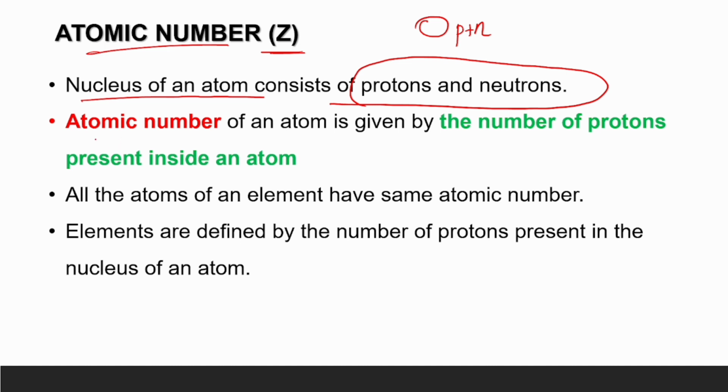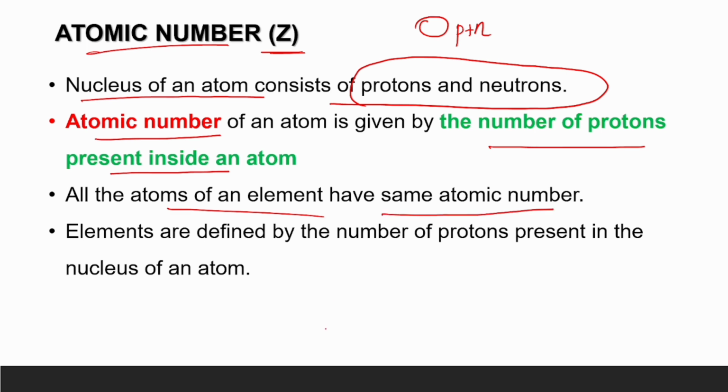Every atom has an atomic number, and it is given by the number of protons present inside an atom. For an atom, the atomic number will be equal to the number of protons present inside the atom. What is an atomic number? The number of protons present inside the atom. So, all atoms of an element will have the same atomic number.